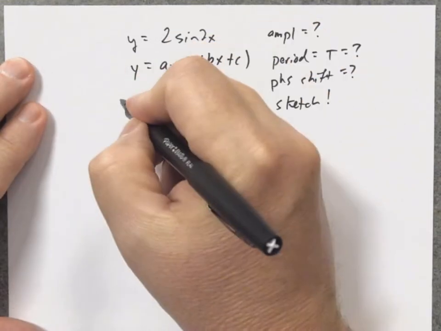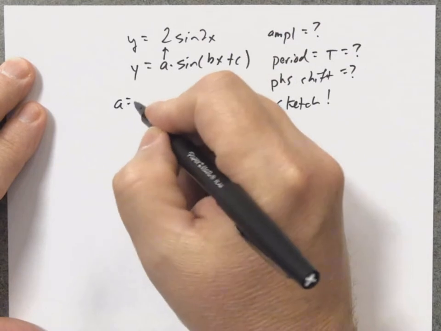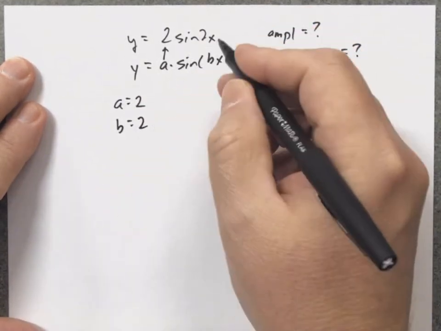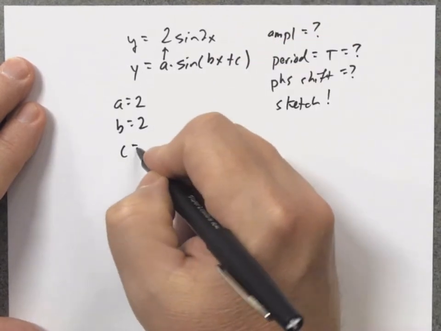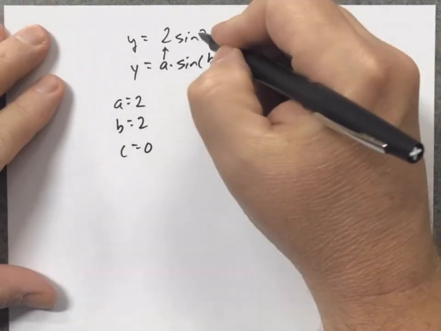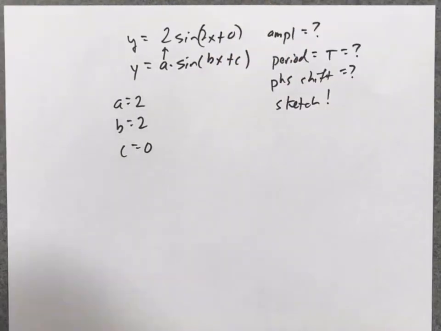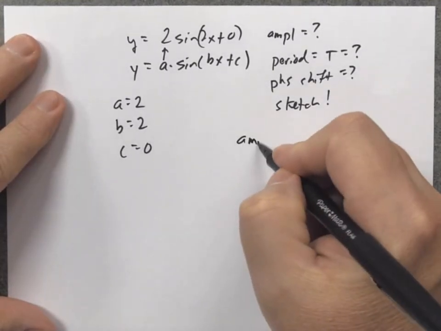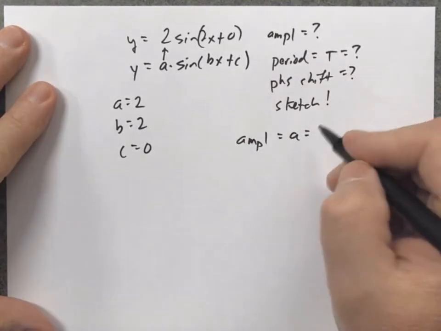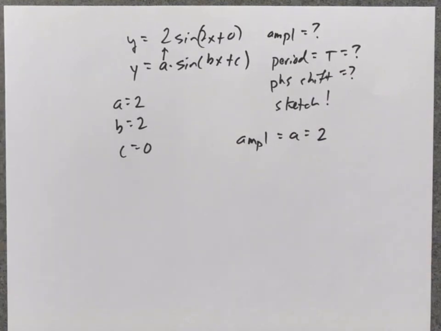So basically, A is 2. Looks like B is 2. And looks like C is 0. If you think of this as sine of 2x plus 0, you can see C is 0. So now here's the deal. The amplitude is always very straightforward. The amplitude is always whatever A is. So the amplitude is going to be 2. Now when we get ready to graph in a few minutes, I'll explain what amplitude is.